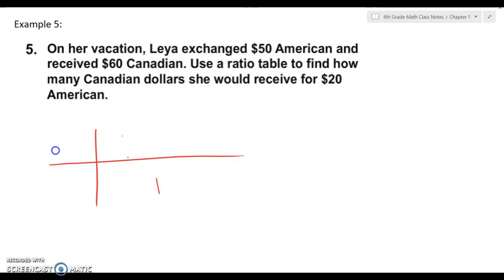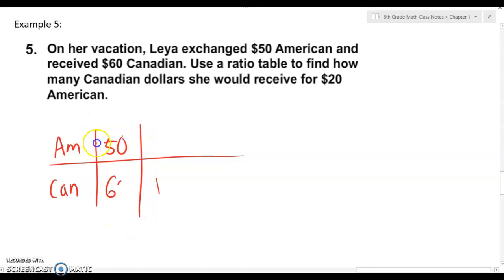Okay, so we're comparing American money to Canadian money. 50 American were for 60 Canadian. I'm going to put an extra column for another ratio. It says, find out how many Canadian dollars she would receive for 20 American. So for 20 American, we need to know how many Canadian. We can't go from 50 to 20, so I'm going to find a factor in common.